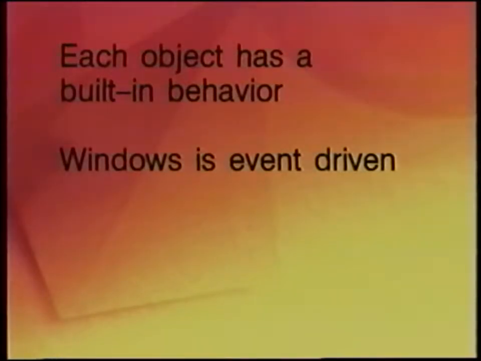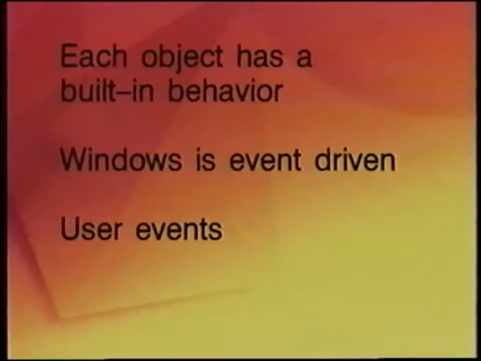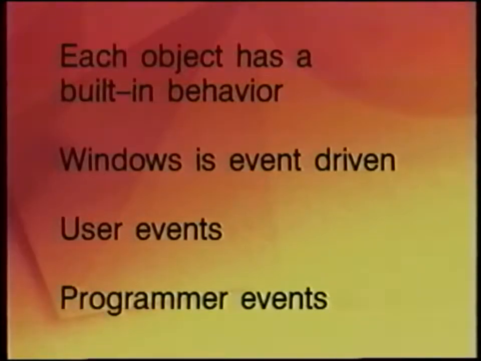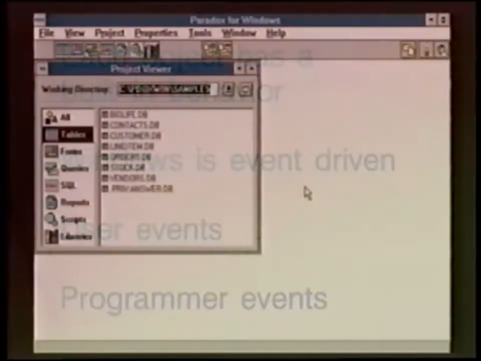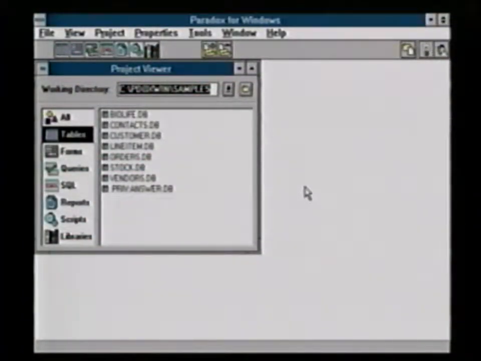Windows is fundamentally driven by events. As an ObjectPAL programmer, you control user interaction with Paradox for Windows by watching for and reacting to events. A user can create events with the press of a key or the movement of a mouse. As a programmer, you can initiate an event or create an action just like a user.